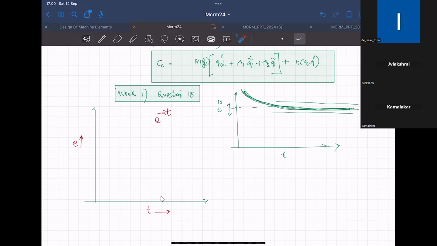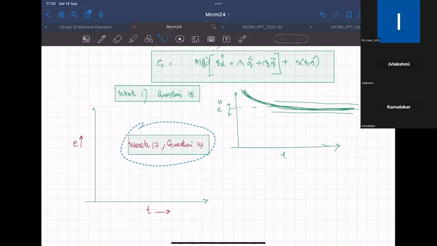So there is one more question. Week 4, question number 12. One second. Which question was this? Week 7, question 14, right? Yes, sir, week 7, question 14. Okay. Sure, we'll also look into this. Okay, so which is the other question?